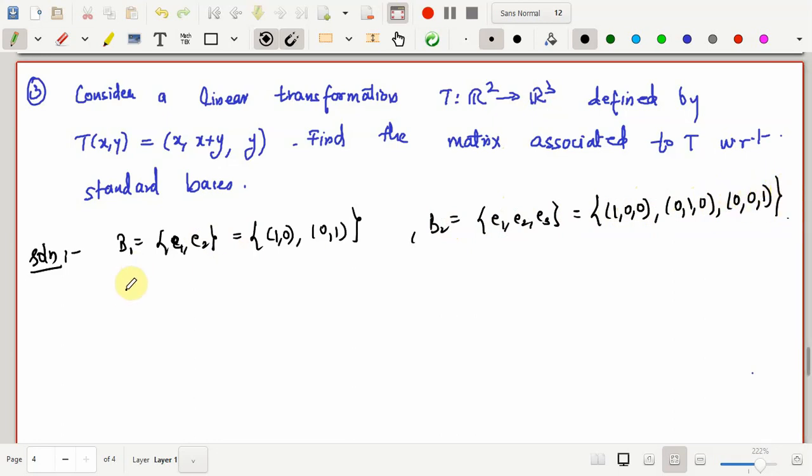Slightly different problem. So what you will now do, this B1 is a subset of R2. So you will check for the images of these points in B1. So you will check for T of 1 comma 0. T is already defined. X is 1, Y is 0. So by definition, x is 1, x plus y is 1 plus 0, that is 1, and y is 0. So how would you express this 1 comma 1 comma 0 vector in terms of the standard basis of R3? Very simple. First you write down the basis. Look at the first coordinate. It's 1, so this has to be 1.